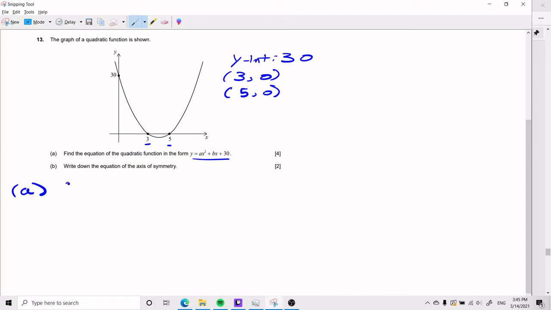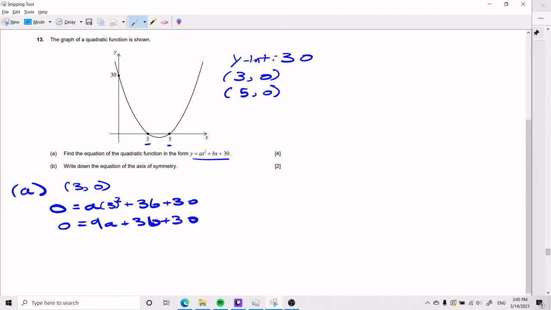So first I will plug (3, 0) into the formula that was given. For y I have 0. For x I have 3, so it's going to be a times 3 squared plus 3b plus 30. And this bad boy turns into 9a plus 3b plus 30, this whole thing equaling 0.